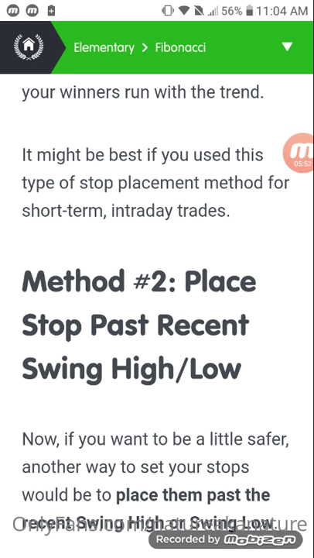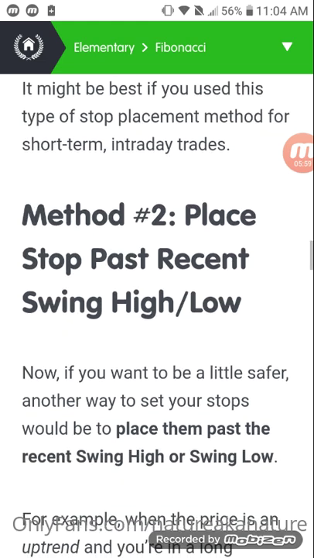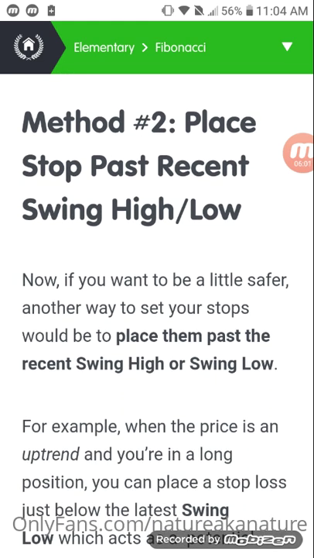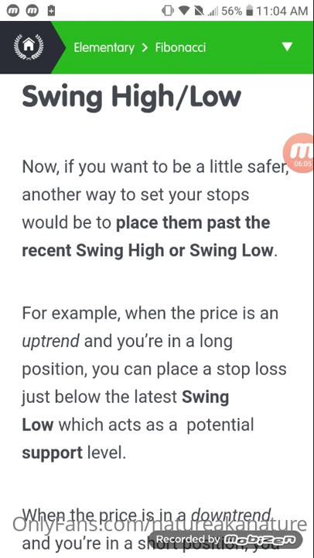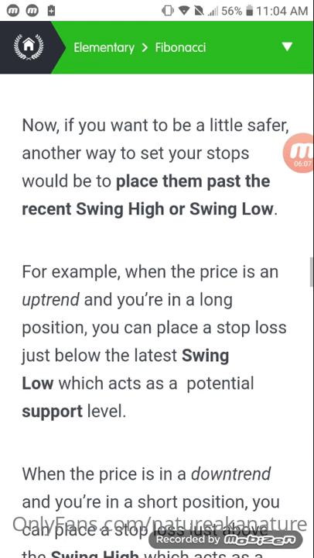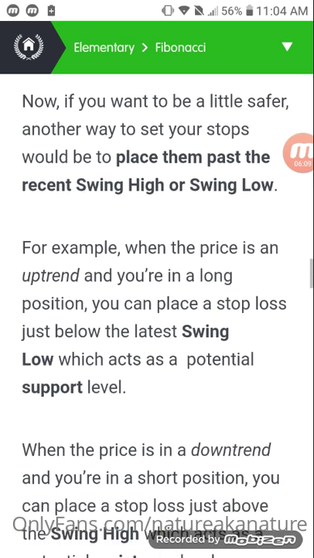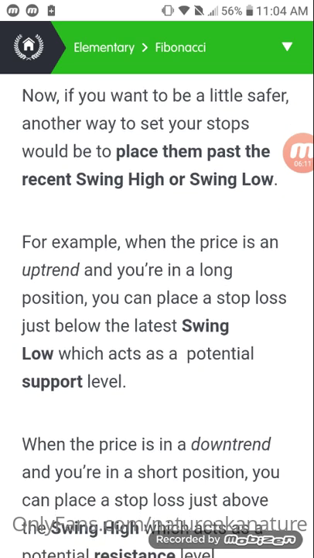It might be best for you to use this type of stop placement method, though, for short-term or entry day trades. Method 2 is to place your stop past the recent swing high or swing low. So now you feel a little safer. Another way to set your stop loss would be to place it past the recent swing high or swing low.